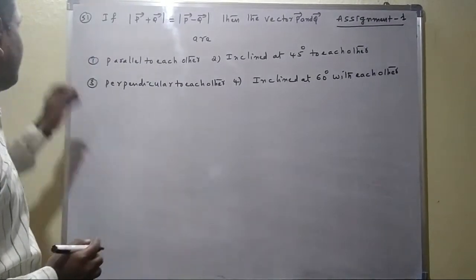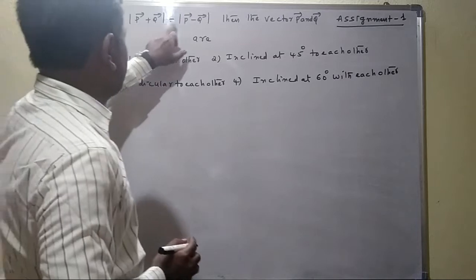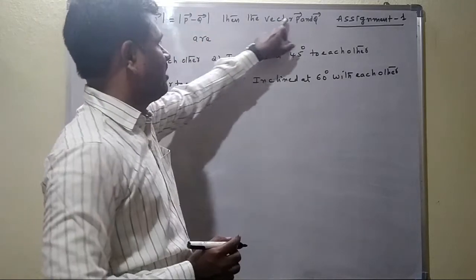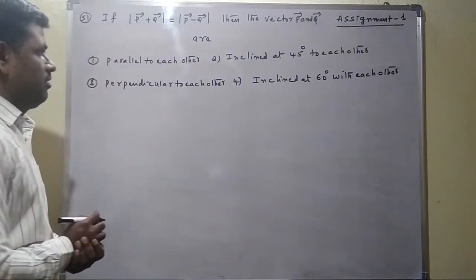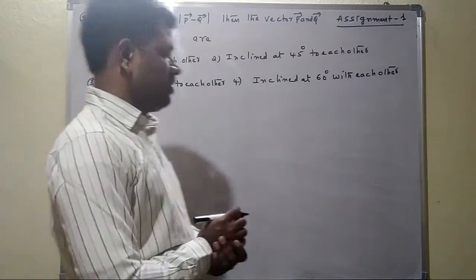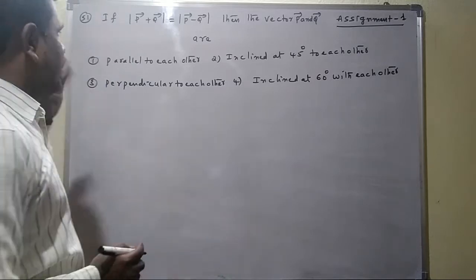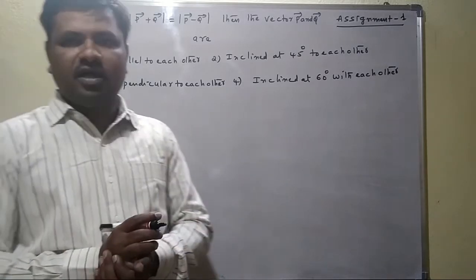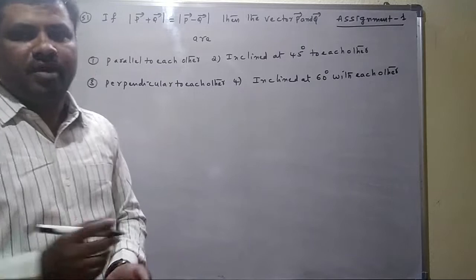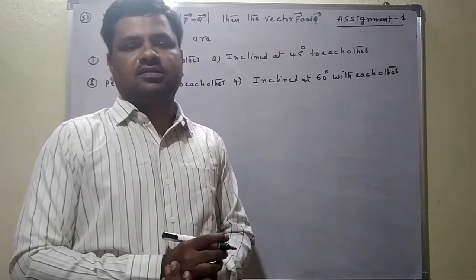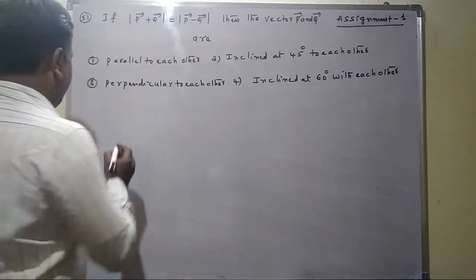See this question: if p bar plus q bar is equal to p bar minus q bar, then the vectors p bar and q bar are what? This question is asked many times in the NEET exam also. Before solving this question, I will explain some concepts. The parallelogram law of vectors.